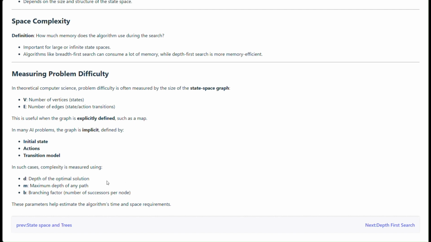Next up, let's talk about some variables that we're going to use to identify complexity. First is lowercase d. The lowercase d basically represents the depth at which the solution exists. And then we have m, which represents the deepest level that you can reach in a search tree. And then b is the branching factor, which represents the number of branches you can expand from a node.